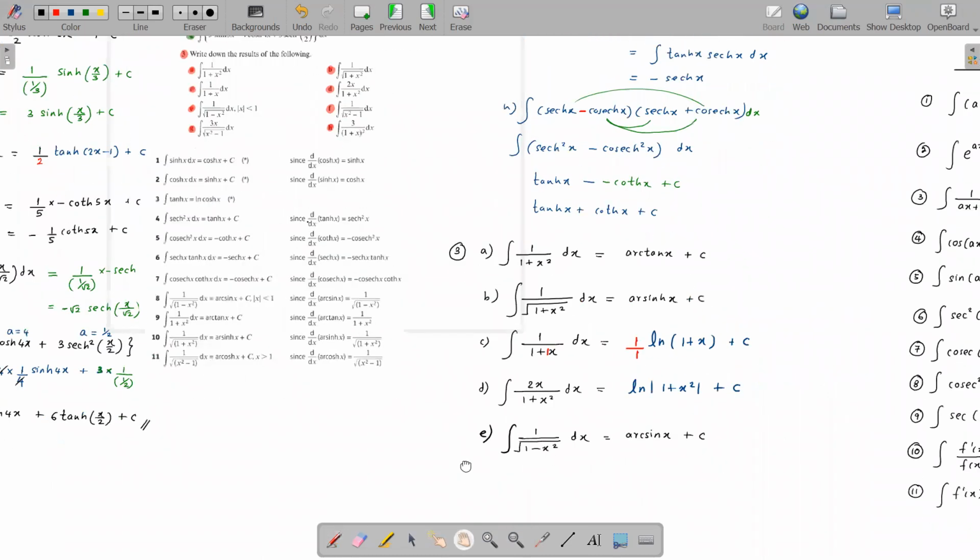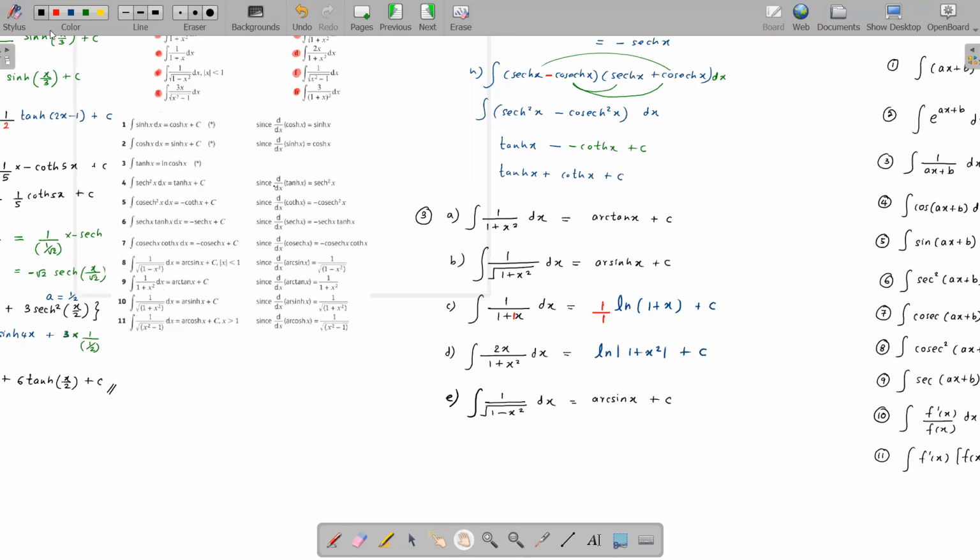Okay, let's go to part F. Part F, integration of 1 over root x square minus 1. 1 over root x square minus 1 is rule number 11, right? 1 over root x square minus 1 is rule number 11. The answer is arc cos x plus c.